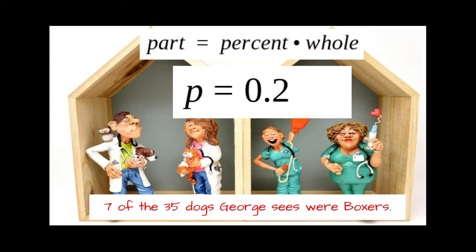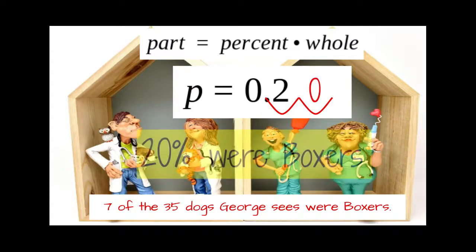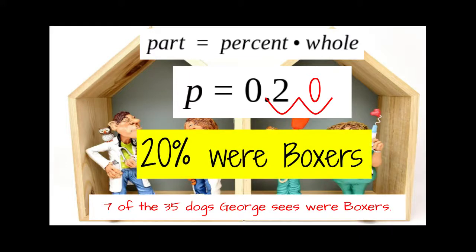Now remember how we're missing the percent? So we want to turn that 2/10 into a percentage. Remember the other video that said that we have to move our decimal point 2 times? So let's do that. We're going to move it 1, 2 times. And what goes in that blank space? A 0. So what is our percentage? 20% of George's dogs were boxers. Perfect. We got it all done.